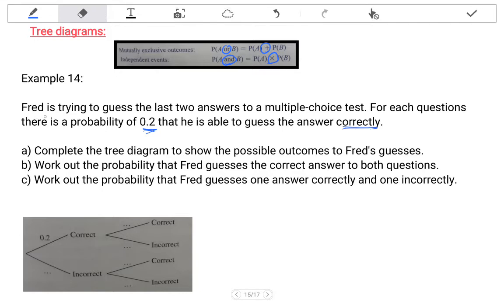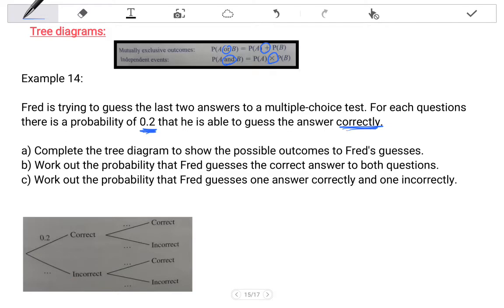Example 14. Fred is trying to guess the last two answers to a multiple choice test. For each question, there is a probability of 0.2 that he is able to guess the answer correctly. Complete a tree diagram to show the possible outcomes to Fred's guesses. In tree diagrams, we use branches to identify the outcomes, and we use the numbers on top of the branches for the probability values of that outcome. So here we are given a drawn tree diagram, but it is incomplete. We are going to complete the probability values.